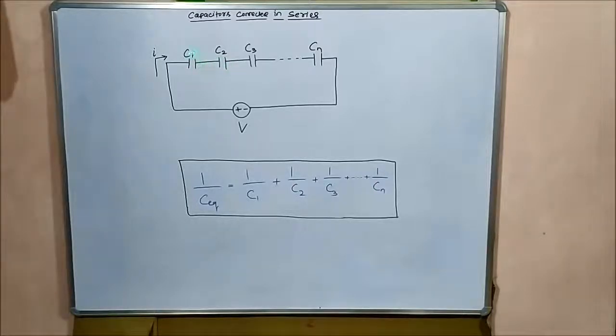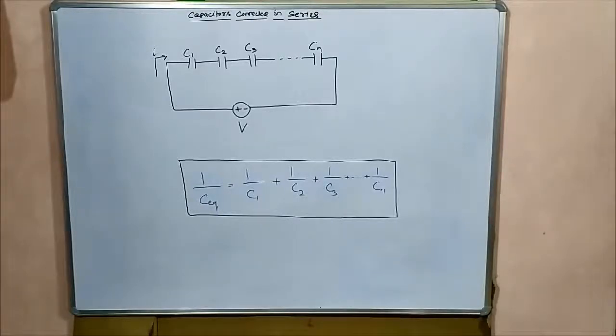The right end of capacitor C1 is connected to the left end of C2. The right end of C2 is connected to the left end of C3, and so on. And all these capacitors which are connected in end-to-end fashion are connected across the voltage source V. And the current flow through the series combination of capacitors is small i. The same current i flows through each of the n connected series capacitors.